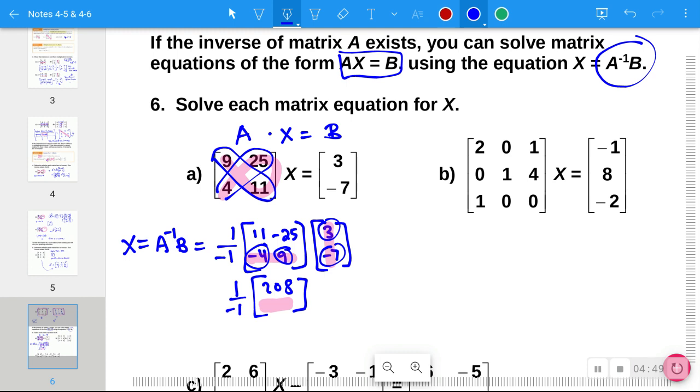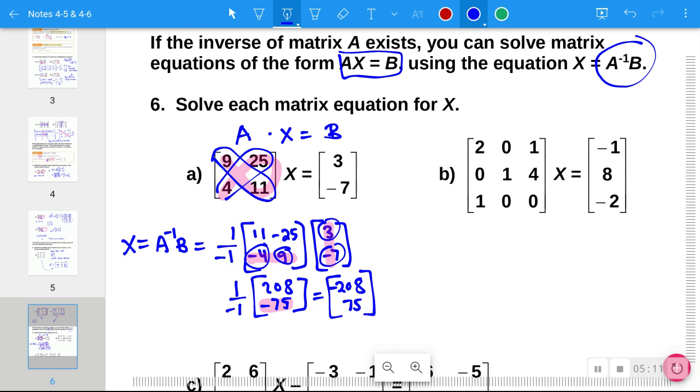And that turns out to be -75. Okay, and then finally dividing everything by -1 here, it just changes the sign. So we have our answer, x is equal to 208, negative 208, and positive 75. You can see I changed the signs by dividing by negative 1.